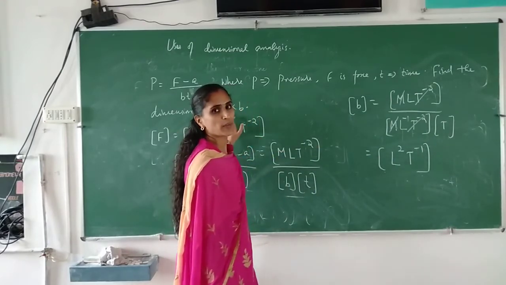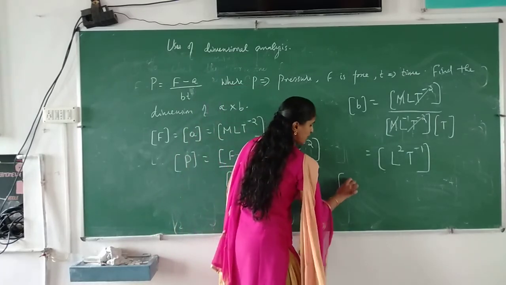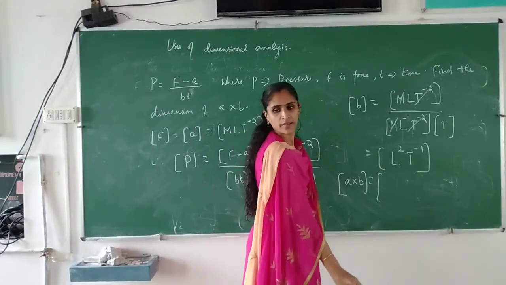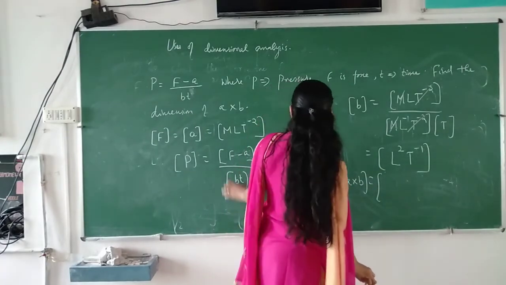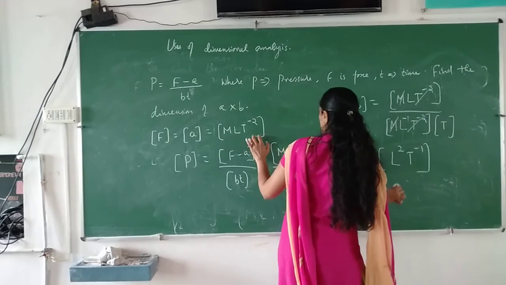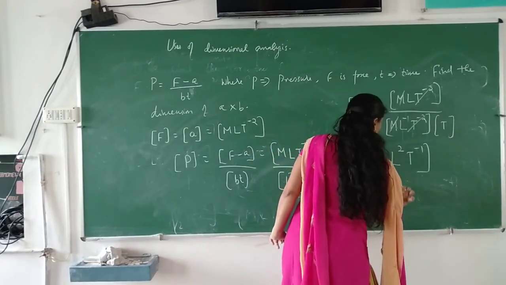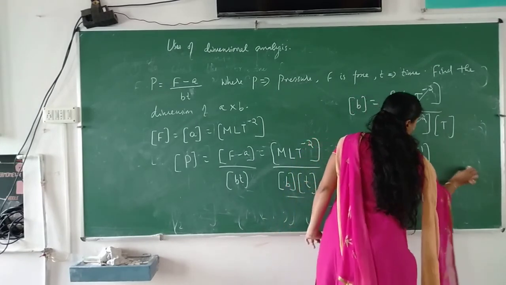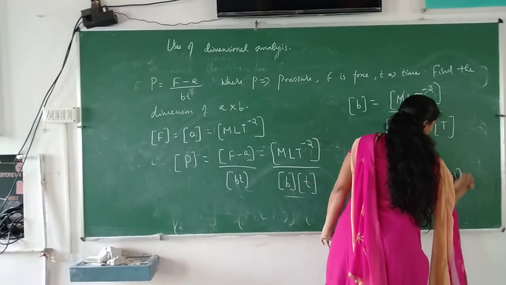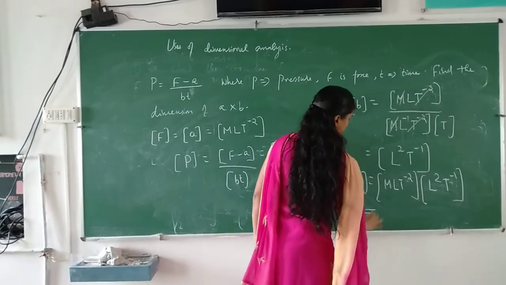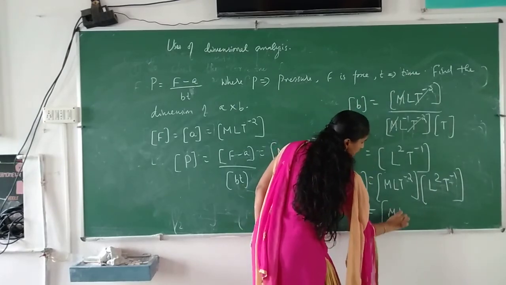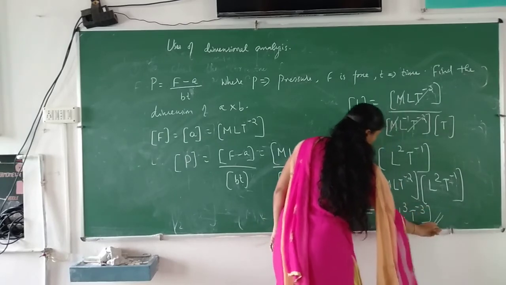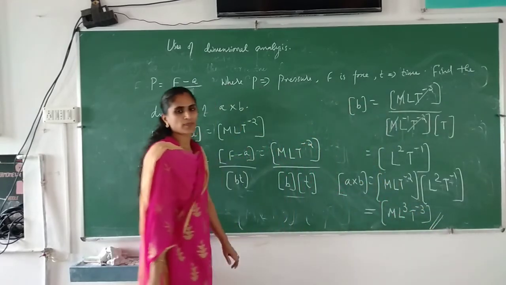Now can you find the dimension of A into B? So dimension of A into B is equal to dimension of A into dimension of B. What is the dimension of A? Dimension of A is given by M L T raised to minus 2, into dimension of B, which is L square T raised to minus 1. So what we will get? M L cube T raised to minus 3. Okay, is it clear?